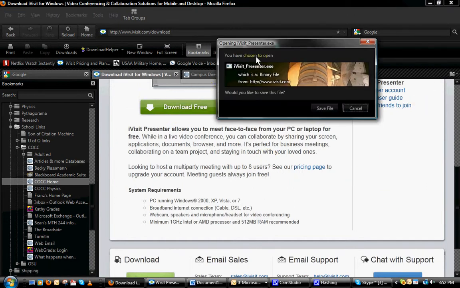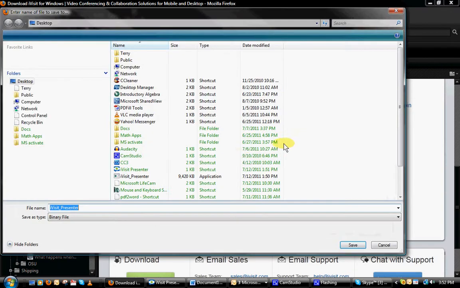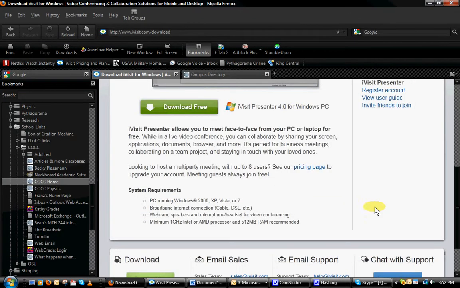Then you'll see this come up, and you'll want to save the file. I always save to my desktop, so my web browser has kind of gotten used to it, and it takes me there automatically. Anyway, you download it, you run it, and then you're prepared to enter or attend internet meetings, and what you just saw is basically what you would get.